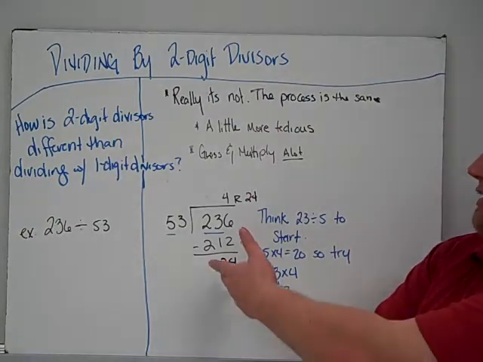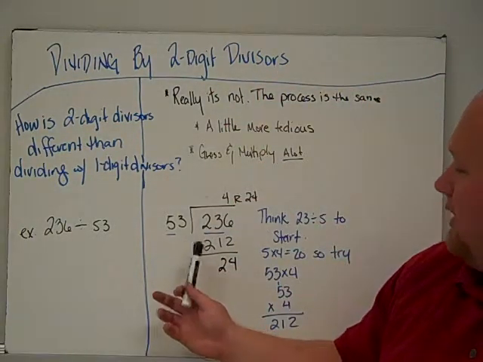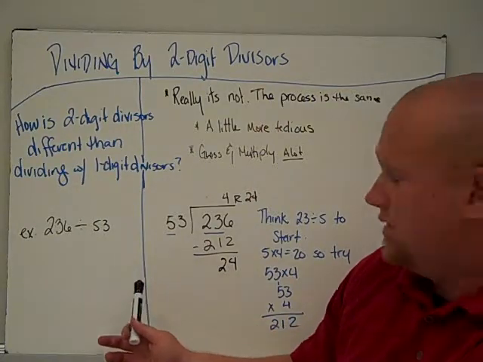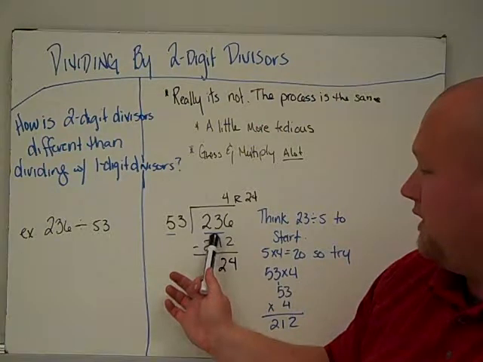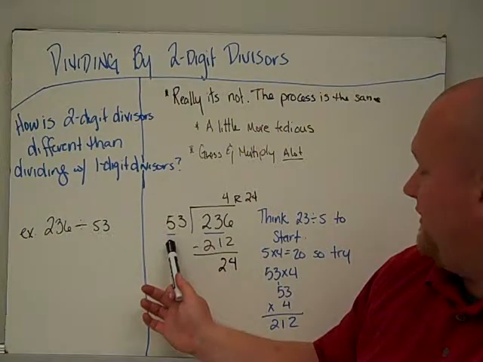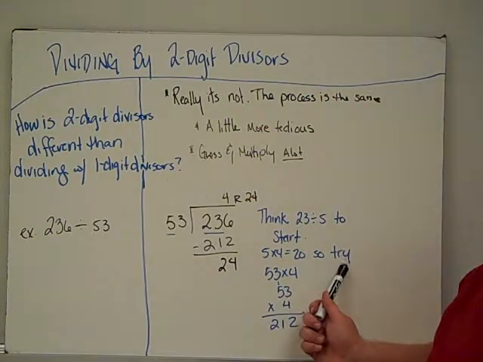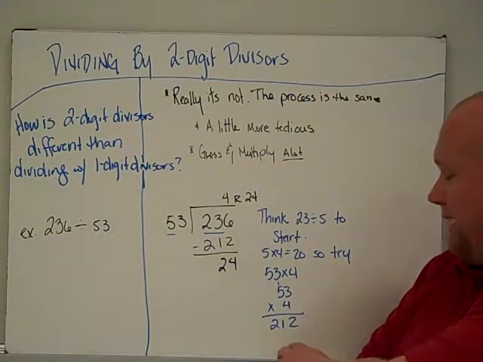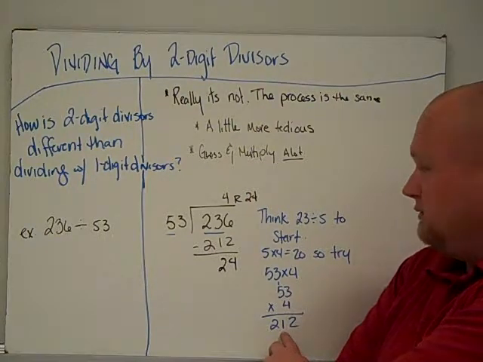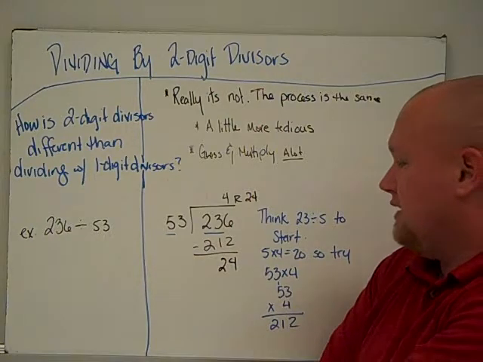Of course, we're going to set that up in the format that we can work with. We have 53 going in. The first thing I said to do is think that 23 is divided by 5. Notice I've highlighted 23, our dividend, and the 5. I know 5 times 4 is 20, so I want you to try 53 times 4. When you do that, you're going to get 212. 212 fits into 236 4 times.